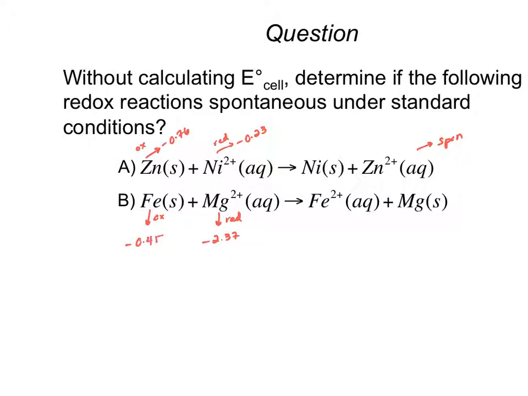So the thing that's being reduced, which is magnesium, does it lie above iron on that table? No. So because of that, this is non-spontaneous. It would give you an overall E that is negative. Okay? So negative E's are non-spontaneous processes.